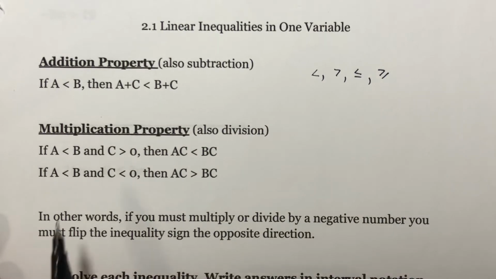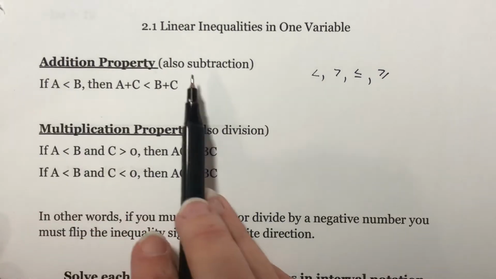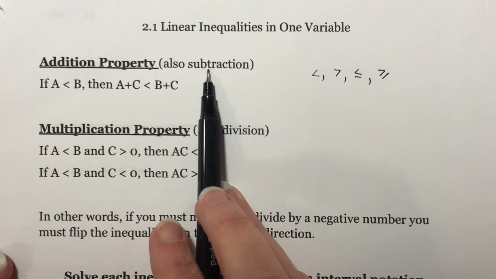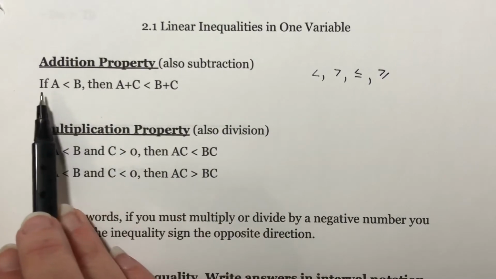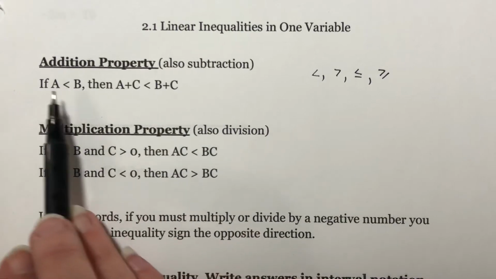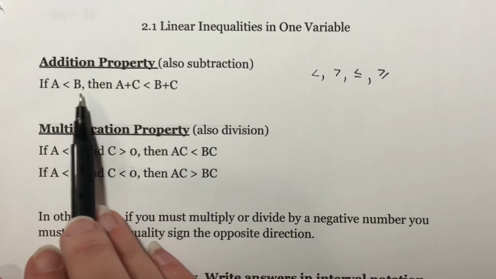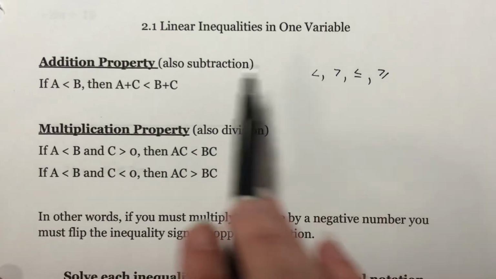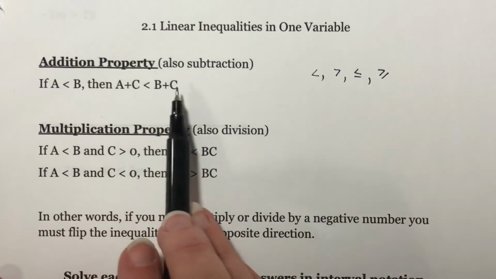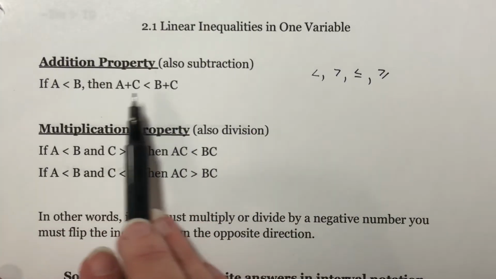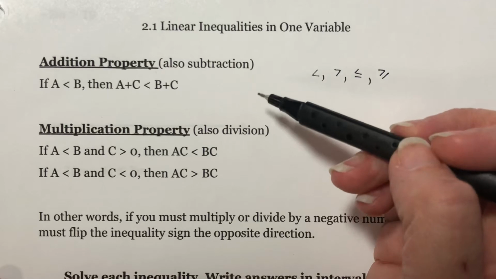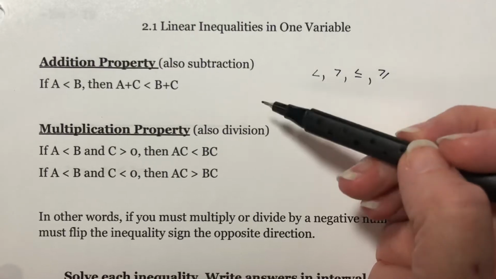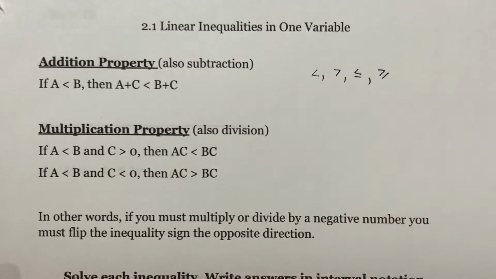Okay. First thing we have is the addition property, which is also like subtraction for the same reasons it was in chapter 1. What our property says is if we know that A is less than B, or any of these, then we can add the same thing to both sides of the inequality and it is still true. Basically, this is the same as the addition property for an equation. We can add or subtract the same number to both sides and we still have something that's true.